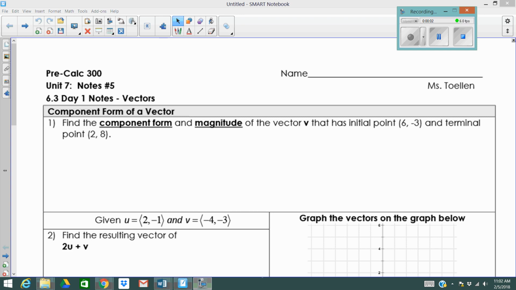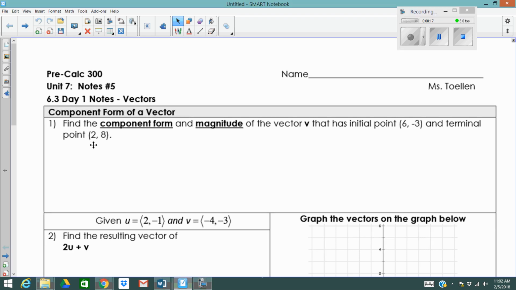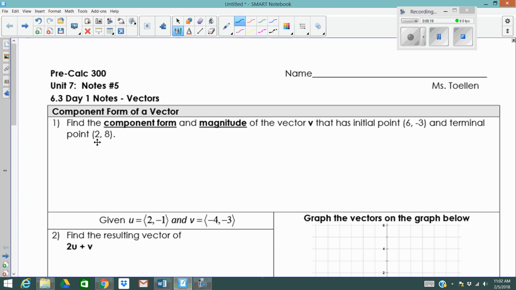All right, so we're going to first start out by finding the component form of a vector. To find the component form of a vector, you have to start with the terminal side and subtract the initial from it. So our terminal point is (2, 8), and our initial is (6, -3). We're going to start with our horizontal components, so 6 minus 2. And then our vertical components, so -3 minus 8.